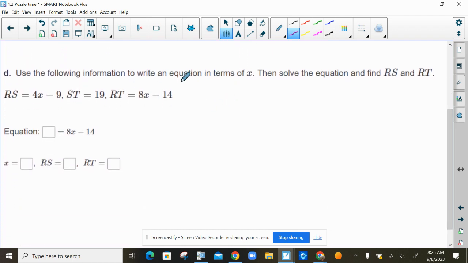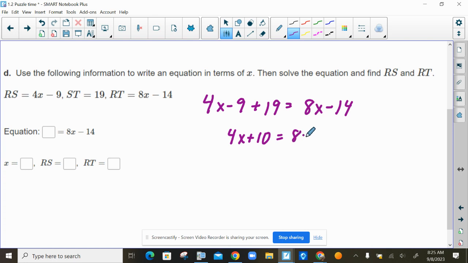This one, same concept. This time they didn't give us any numbers. They have all algebraic. Actually, no, they have a 19 here. Sorry. So this is very similar to that last problem where we have 4x minus 9 plus 19 equals 8x minus 14. So we'll just clean this up. And again, use a calculator if you need to. Don't make calculation mistakes. So it's really important that your brain sees negative 9 plus 19, which is going to result in 10. So as far as the equation, take this, type it in there, it will turn green.